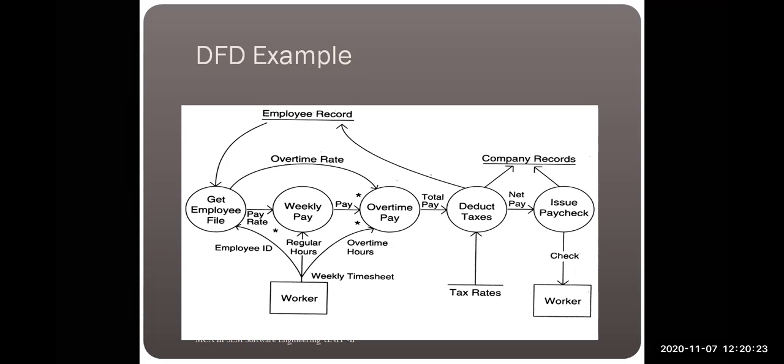First of all, we will explain the two rectangles in this diagram. There are two rectangles. They are named worker. As we said, a rectangle is represented as a source or sink. Sink is nothing but output.